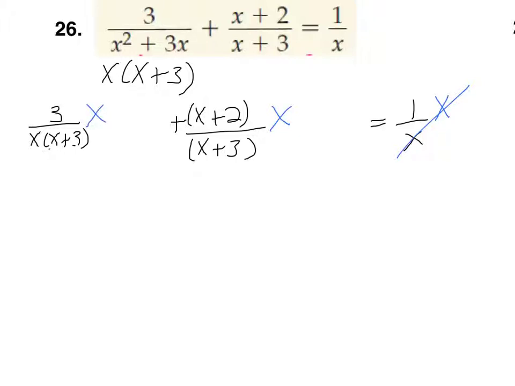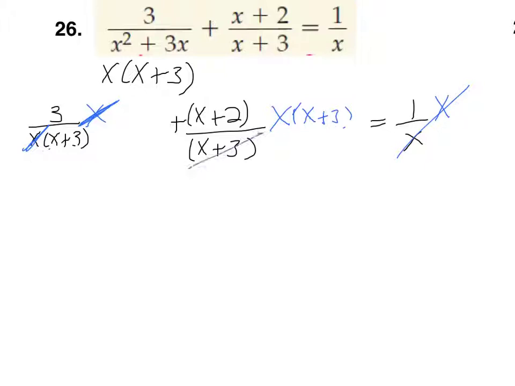Now in the second fraction, that's not going to cancel out. But in the first fraction they will. In the first fraction, this x right here and this x will cancel out. So that did some good, and we have a leftover right here. So I also need to get rid of the x plus 3. And the way to get rid of that is by multiplying by it.